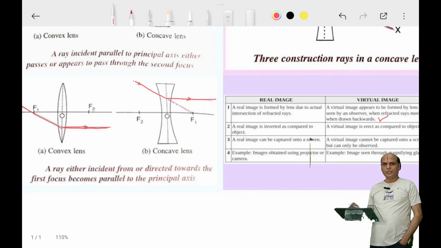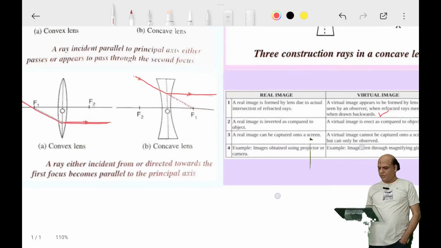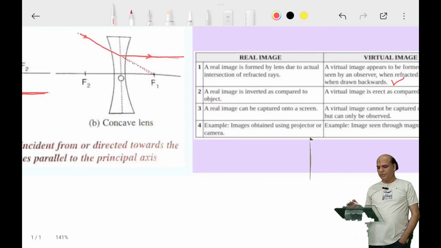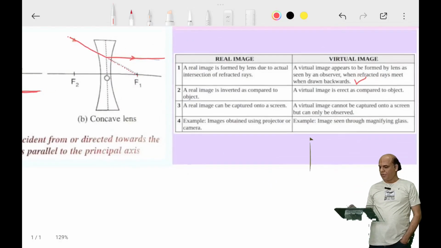Then the third point is, as told already, real image can be captured on a screen, whereas virtual image can never be captured on a screen. It can only be observed by an observer. Examples of real images are projector and camera images, all these are real images. And an example of virtual images is a magnifying glass.